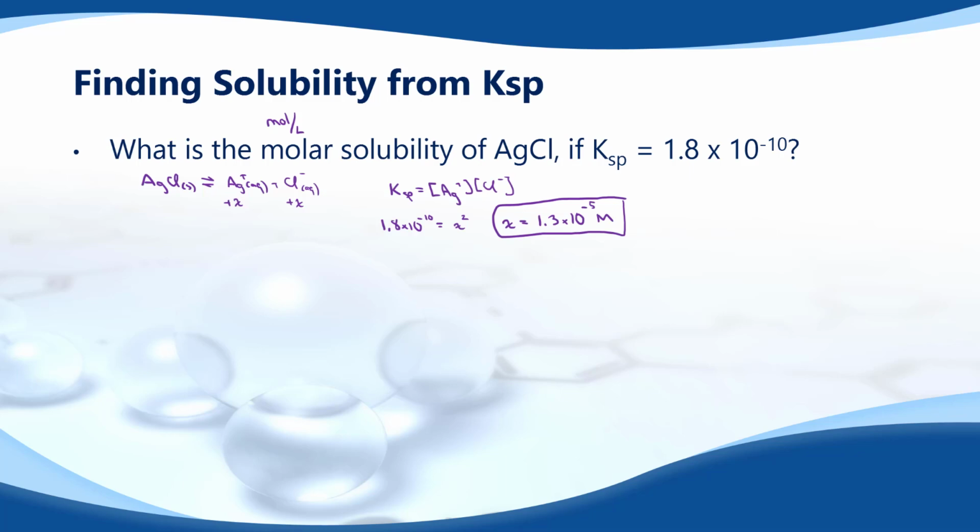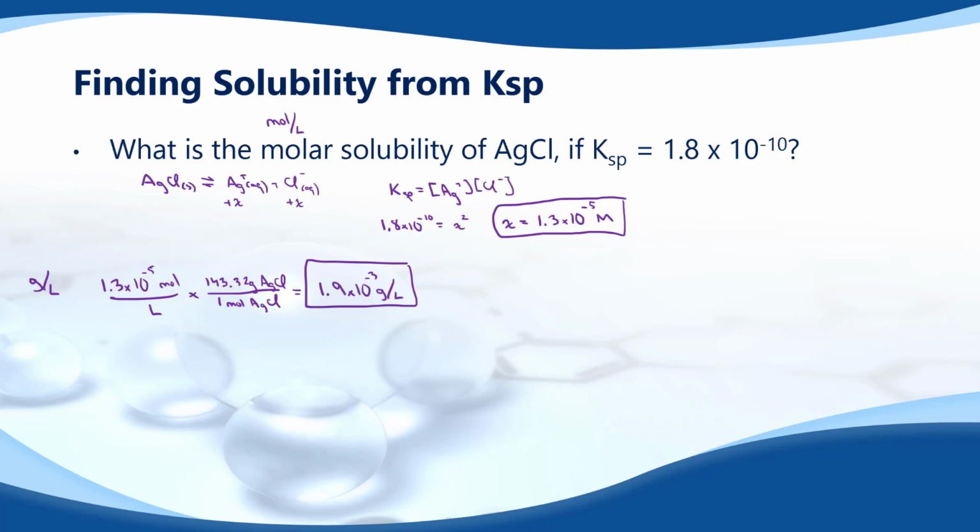So you'll be asked for, in this case, I asked for molar solubility. If I asked for, for example, let's say grams per liter, this is an easy conversion, right? If I wanted to know how many grams I could dissolve in a liter, well, I have 1.3 times 10 to the minus 5 moles per liter times, I just do a mole conversion, right? 1 mole of AgCl is going to be 143.32 grams. I plug this in, and I get 1.9 times 10 to the minus 3 grams per liter.